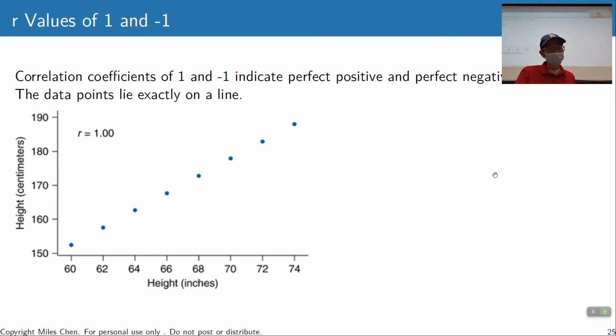Here it is height in inches versus height in centimeters. If somebody gives you their height in inches, can you predict their height in centimeters? And the answer is yeah, you can predict it and you can know exactly what it is, because it's just a simple conversion factor. You just multiply the number of inches by 2.54, and that's going to be how many centimeters tall they are. So there should be no variation here.